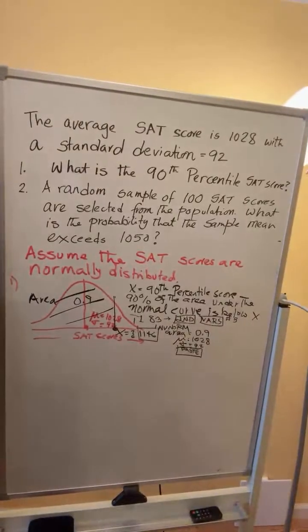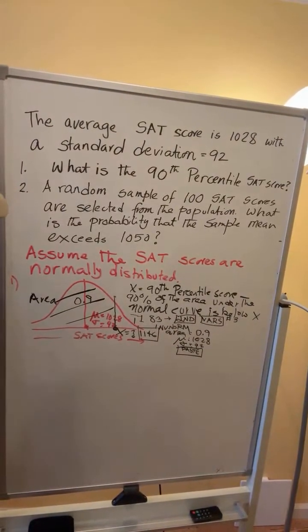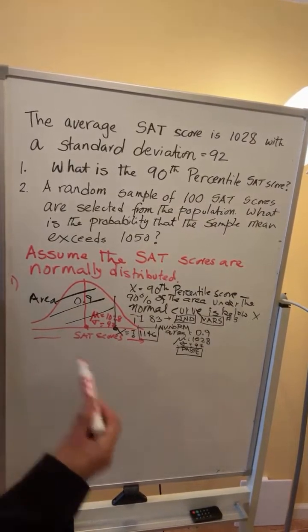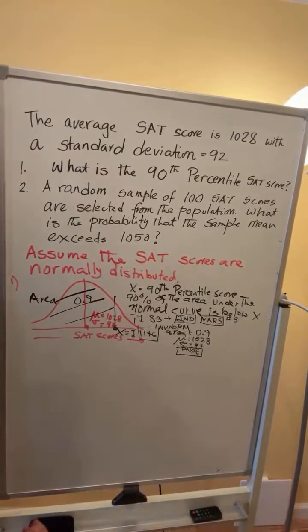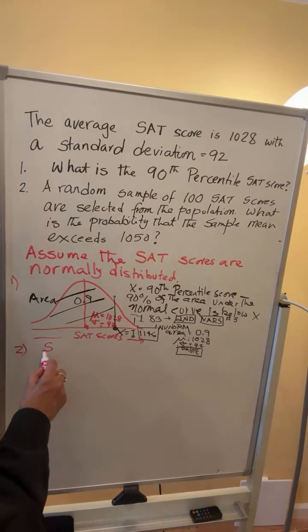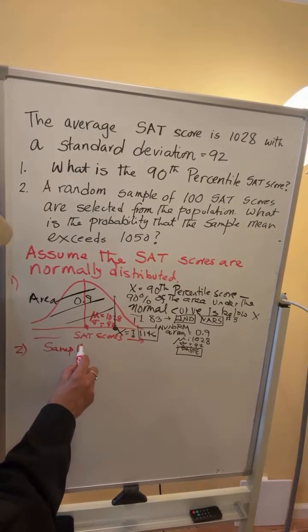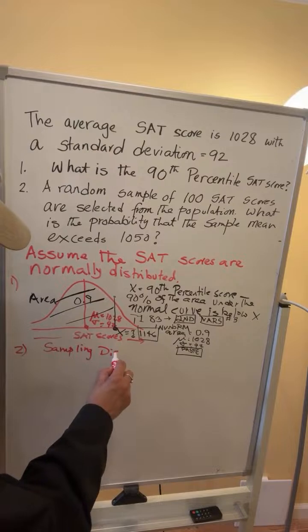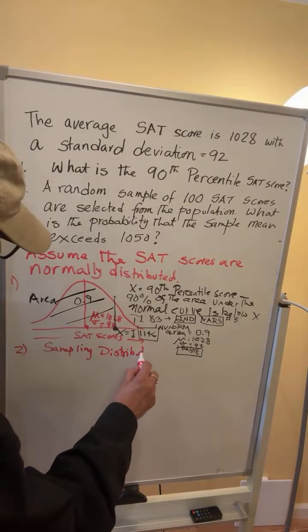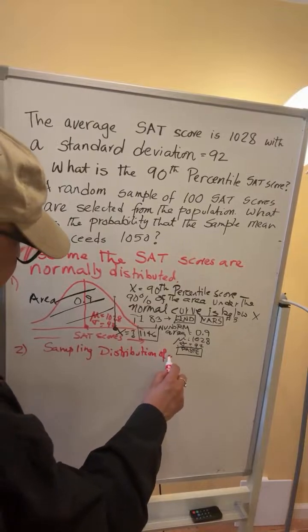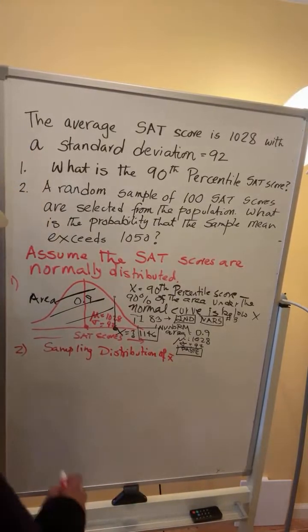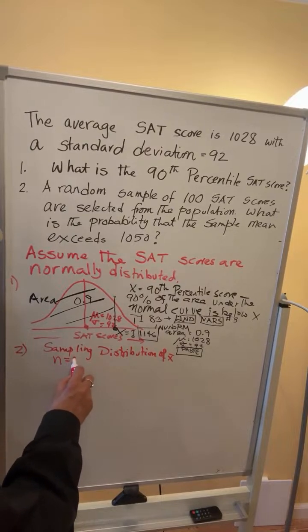Okay, so next we are going to do part 2. There's a little bit of difference here. What we are doing in part 2 is selecting a simple random sample of 100 SAT scores, and we are going to deal with the sampling distribution of the sample means. So part 2 is the sampling distribution of x bar, or sample means. Our sample size n is 100.